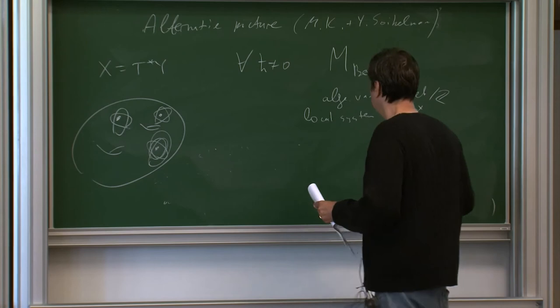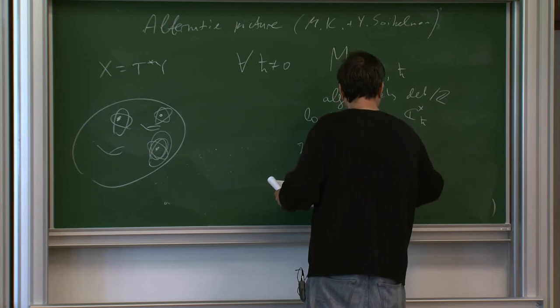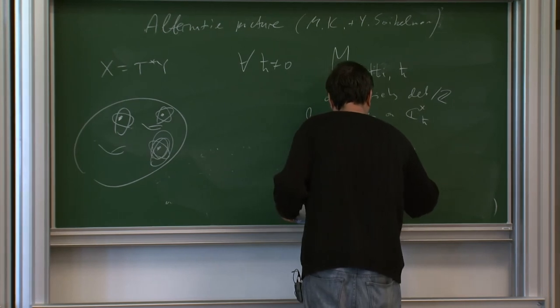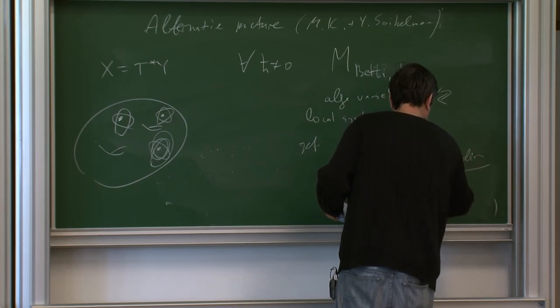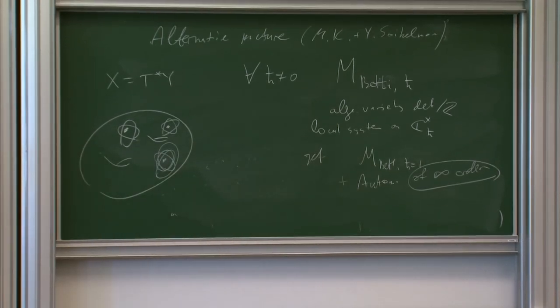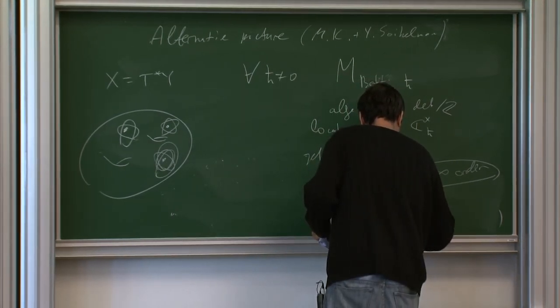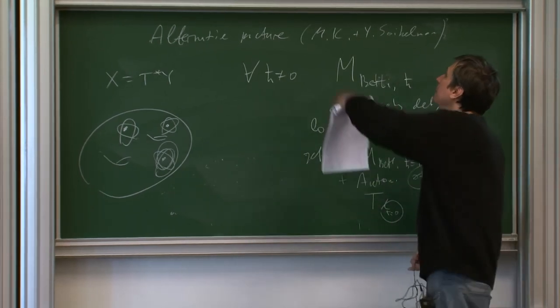So you get one algebraic variety, M_beta, plus an automorphism of infinite order. That's important. Maybe I'll write this tedious notation: a loop around h-bar equal to zero. That will be this automorphism.